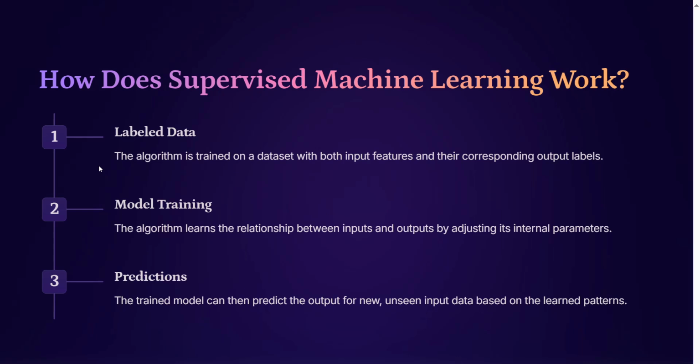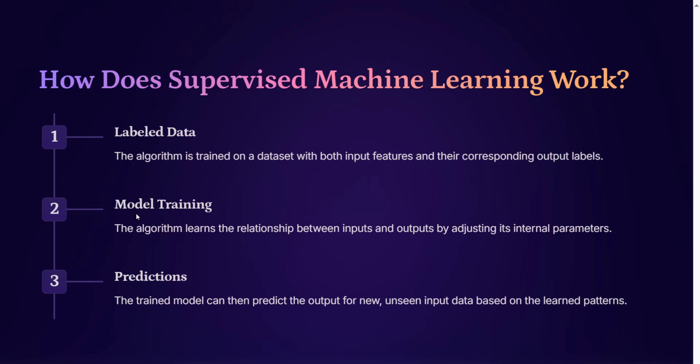Next, we train the algorithm. Now, this is where the magic happens. The algorithm looks at all the input-output pairs and starts to learn the relationship between them. It does this by adjusting its internal parameters to minimize the difference between its predictions and the actual labels. It's like the algorithm is studying really hard to get all the answers right.